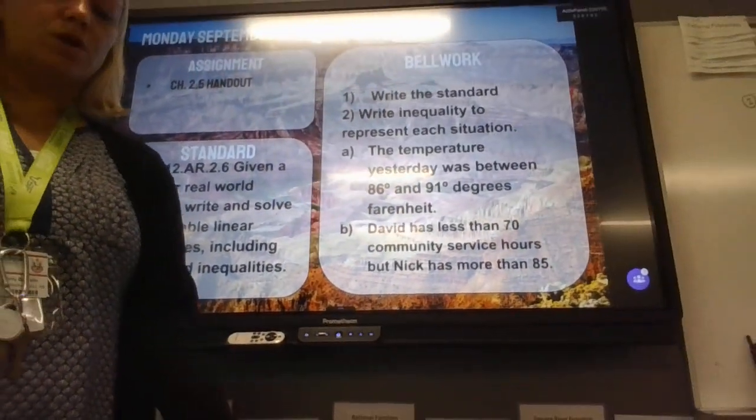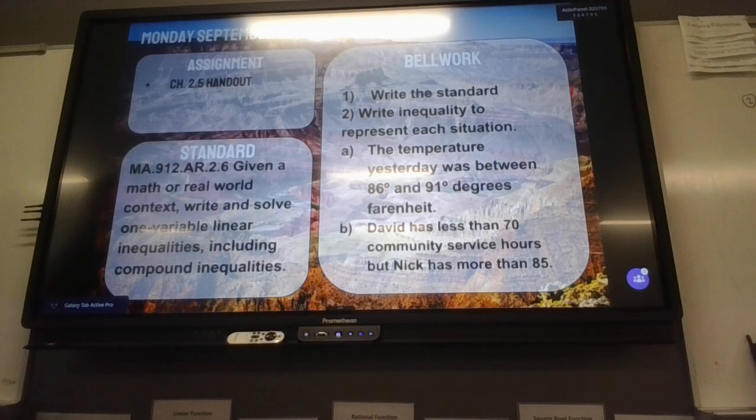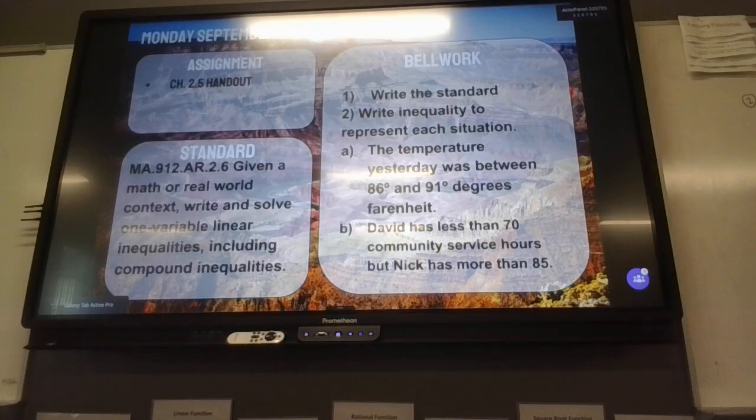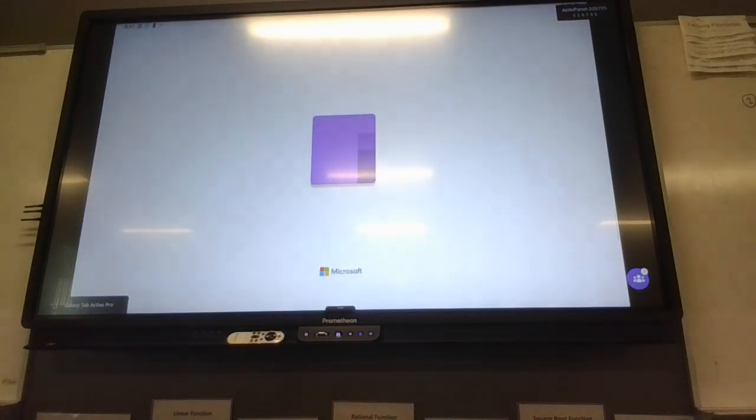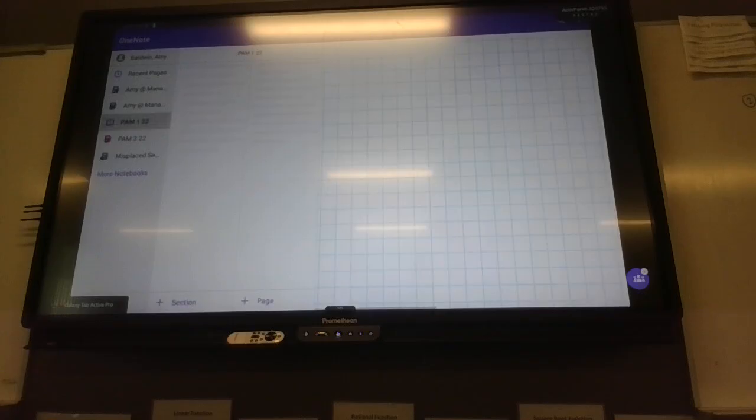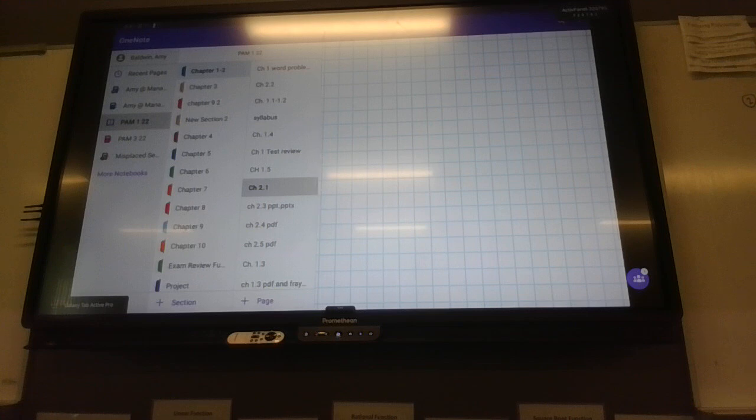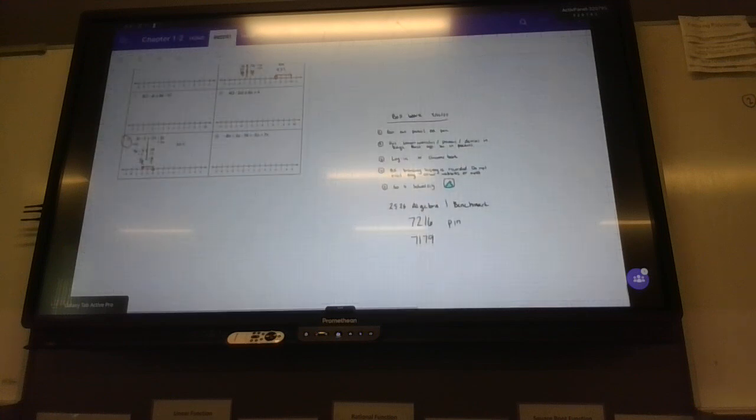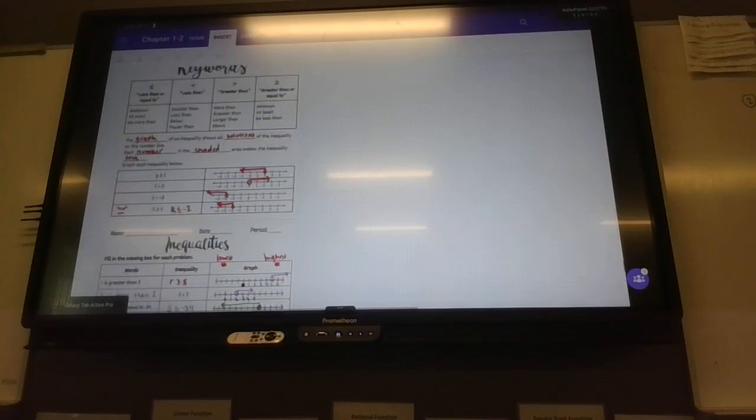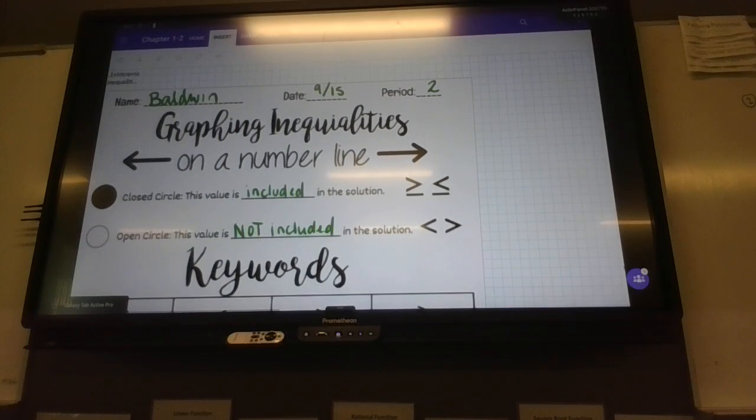Two inequalities in one. All right, before we do any more notes, you have two handouts that I have not really gone over yet. So get out both handouts in your binder that have inequality symbols. Let me show you what they look like. All right, this is the first one.